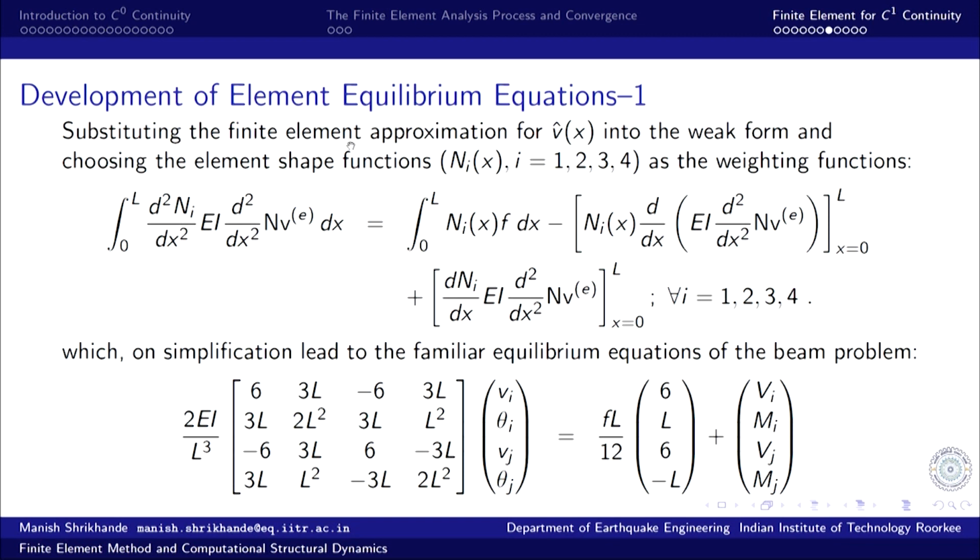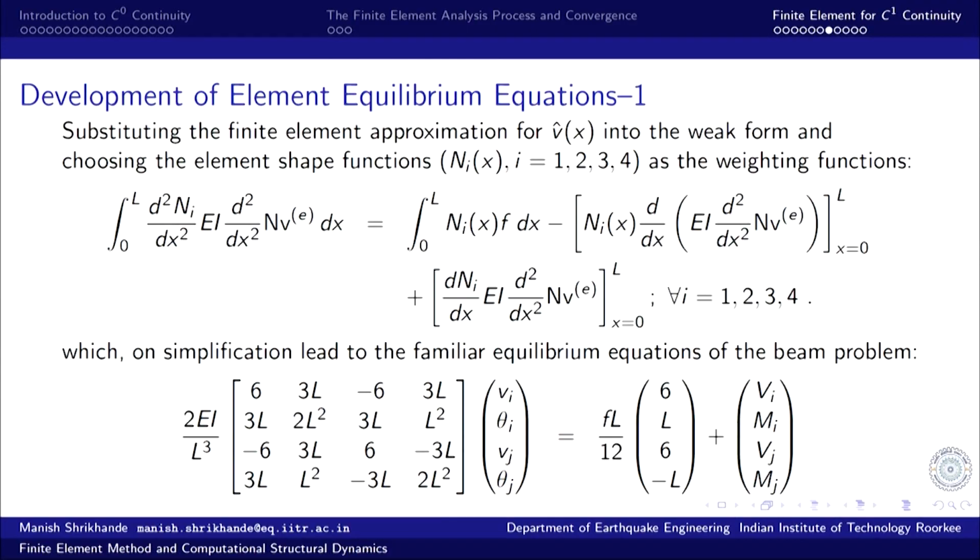So, we substitute the finite element approximation for V hat, that is NV, into the weak form, and choose the element shape functions N_i, with i ranging from 1 to 4, as weighting functions. In sequence we use W as N1, W as N2, W as N3, W as N4, and these are the 4 equations that we have once we substitute into the weak form.